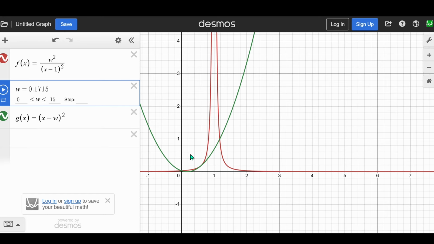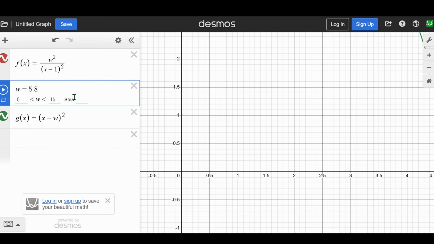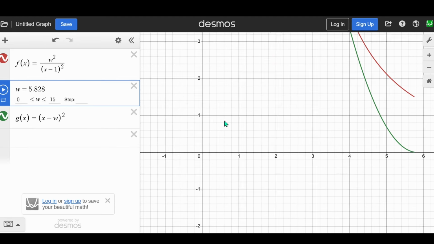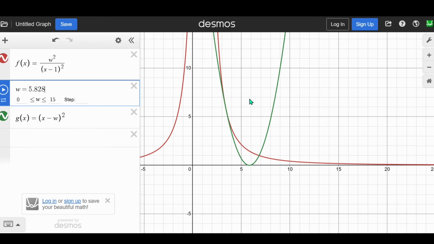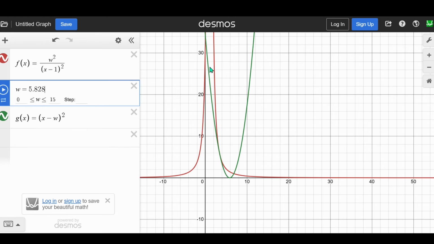And as you can see, there's exactly 3 solutions. 1, 2, 3, because this is tangent. And then our second solution is 5.828 to 3 decimals. And here again, this is supposed to be tangent. So 1, 2, and then 3 solutions there.